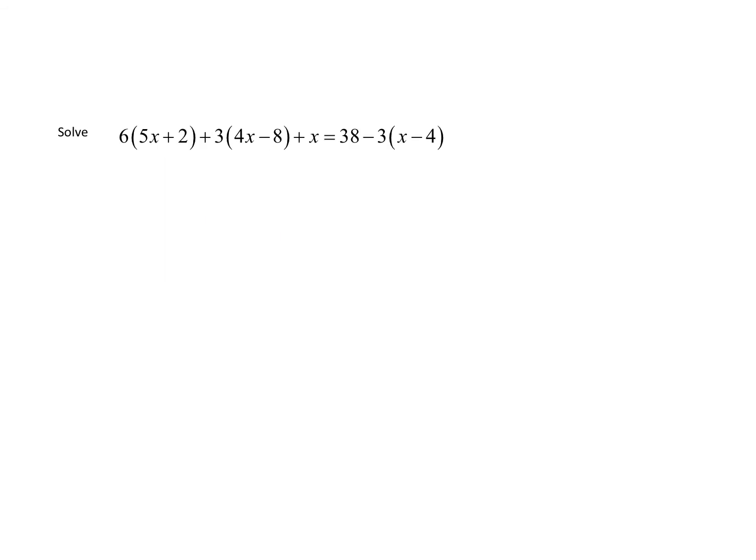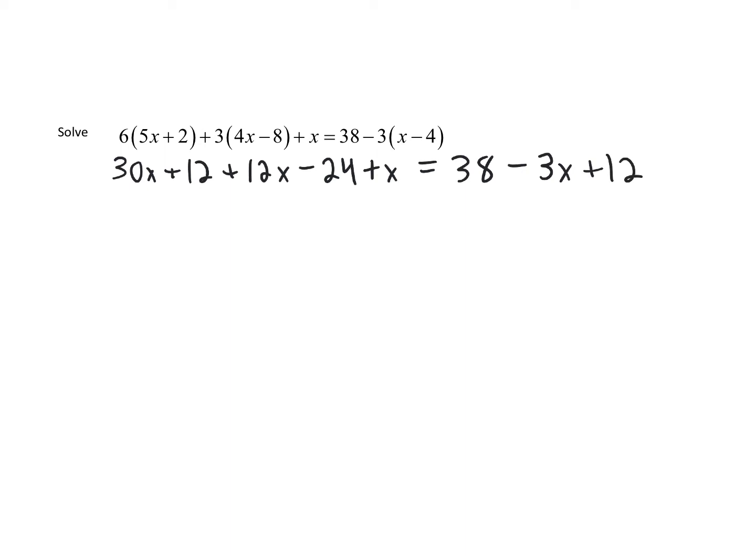Now here we have a little bit more complicated equation. First step will be to get rid of all the brackets. So 6 times 5x times 2, plus 3 times 4x minus 8, plus x equals 38 minus 3 times x times negative 4. So now that you've eliminated the brackets, we can now collect like terms on each side. This will give us 43x minus 12 equals 50 minus 3x.